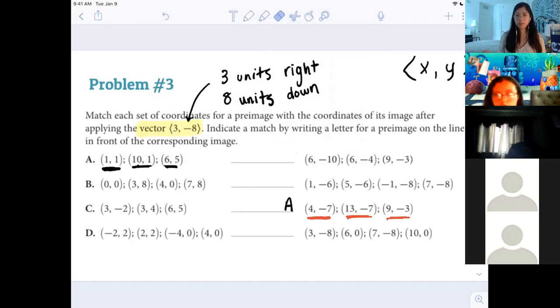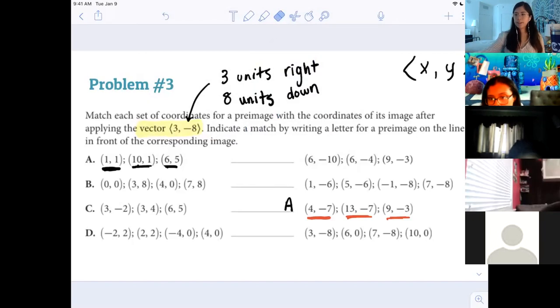Does that make a little bit more sense? Okay. All right, so now you guys try B, C, and D. Try and figure out which of the remaining options takes B and applies the vector. Takes C and applies the vector. Takes D and applies the vector. Take 4 minutes.